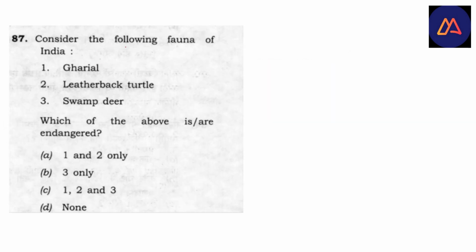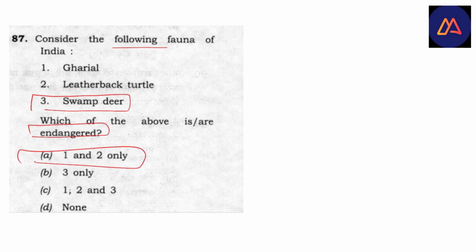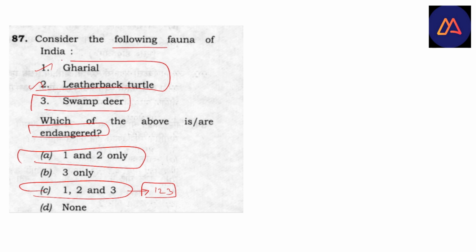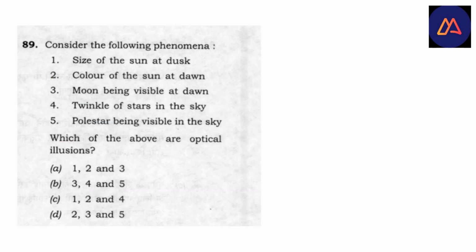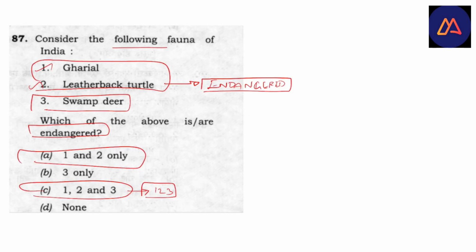And this also, following fauna. I actually thought swamp deer was not endangered, and I marked 1 and 2, but the answer is given as 1, 2, 3. Even today, this leatherback turtle I have shared in the group. Okay, I have shared in the group. Even today, this is a very important topic. So what are the species which were endangered at that time? So look at those species as well. I marked 1 and 2, but 1, 2, 3 is the answer. See, the point is that you can have wrong answers. Having a wrong answer in civil services is not a wrong thing.